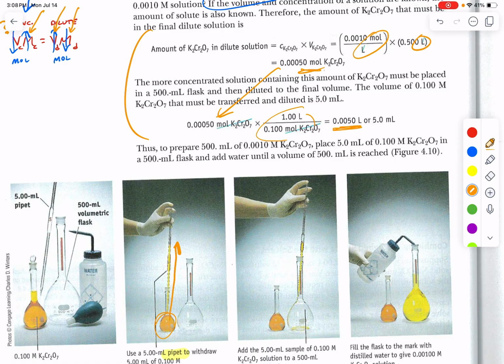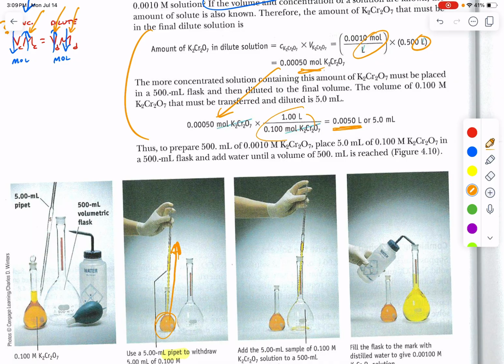Decades ago, they used to use their mouth to suck, so to speak, the liquid up. And of course, if you overshot it, you'd get the chemical in your mouth. Not a good idea. Nowadays, we have various devices that you're going to use in the lab, including electrical devices that will pull the liquid up for you into your pipette.